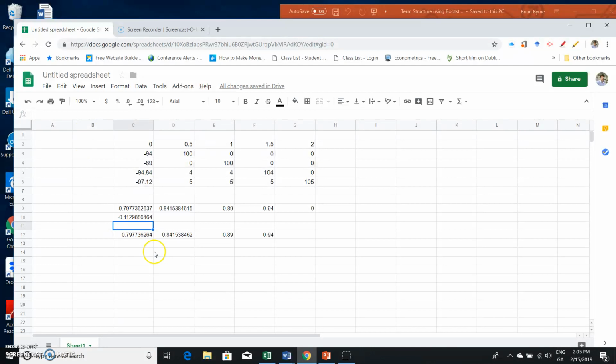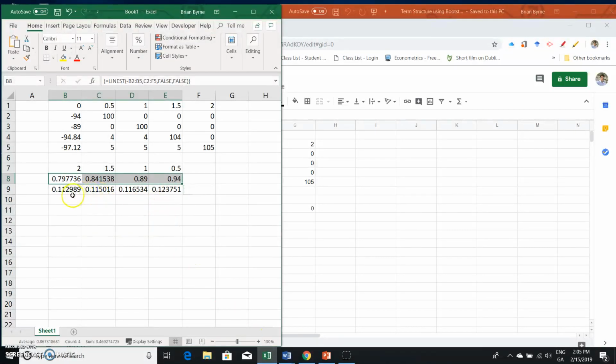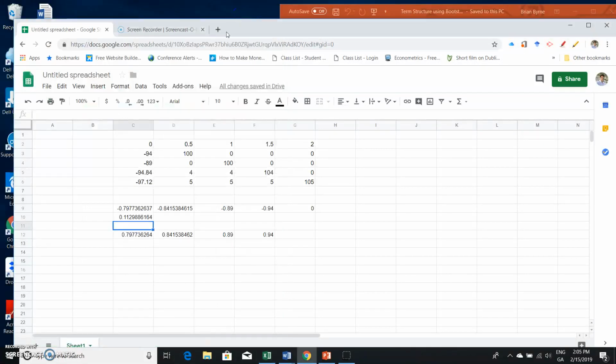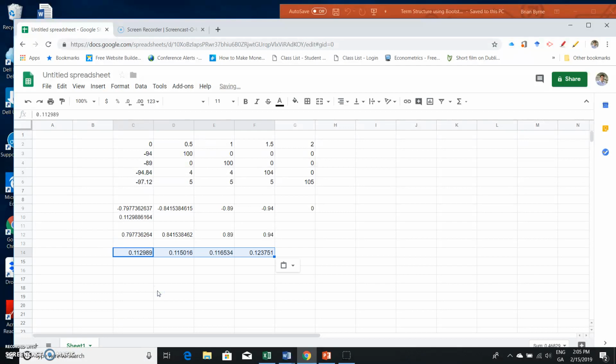And we can just put a negative here as well. Okay, 11.2, and that's 11.2. Okay, I'll just copy these values and paste below. And I'm recovering the same values.